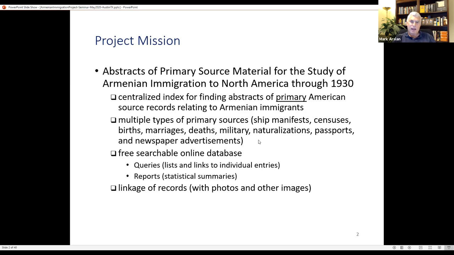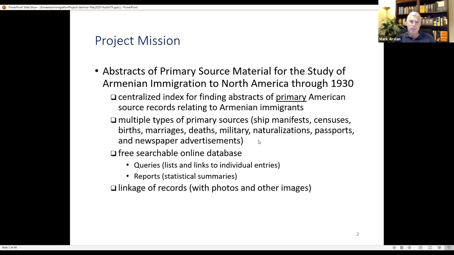And what I've done, which I think is really the best part of this, is I've linked these different records together. So you can click on an individual, find their ship manifest, and there may be more than one entry for that person because they may have come multiple times. So it will show all the times they came, and then it'll find every other occurrence of a record for that individual. Let's say they came in 1900, 1905, we'll show where they were in the 1910, 20, 30, 40 censuses. We'll show what their military draft registration looked like. If they applied for a passport or naturalization, we might even have their photograph in there. So that's really what I did.